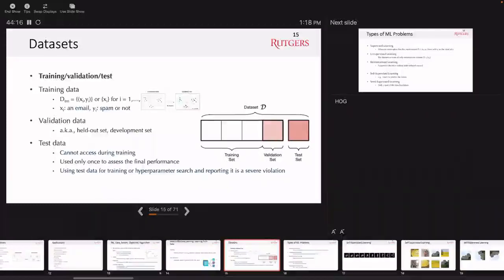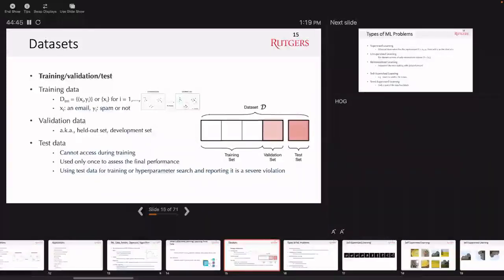you're going to have a third set of data, what's called a test data set. The test data set cannot be accessed during training, and it can only be used to assess the final performance, only once. So this is like the real world data, right? After you choose your best model, then you're settled. You deploy the model, and then see what the actual performance is.